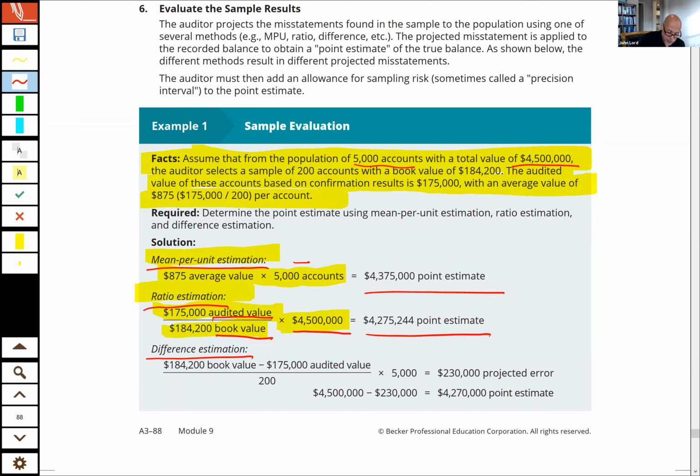Difference estimation, we take what? We take the book value versus the audited value. We divide that by the items in the sample, and that gives us now an error per unit. We multiply that by the number of units in the entire population, and that gives us what? A projected error for that population. And then to come up with the point estimate, since this was an understatement, we would take the book value, subtract the projected error to come up with our point estimate, I should say.